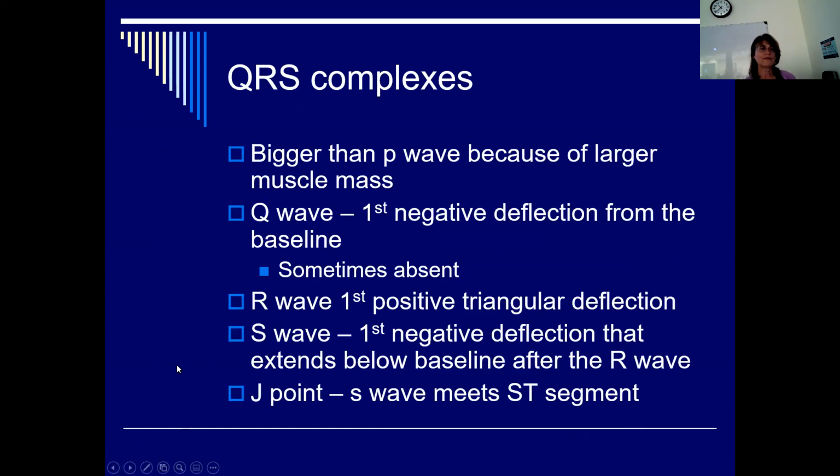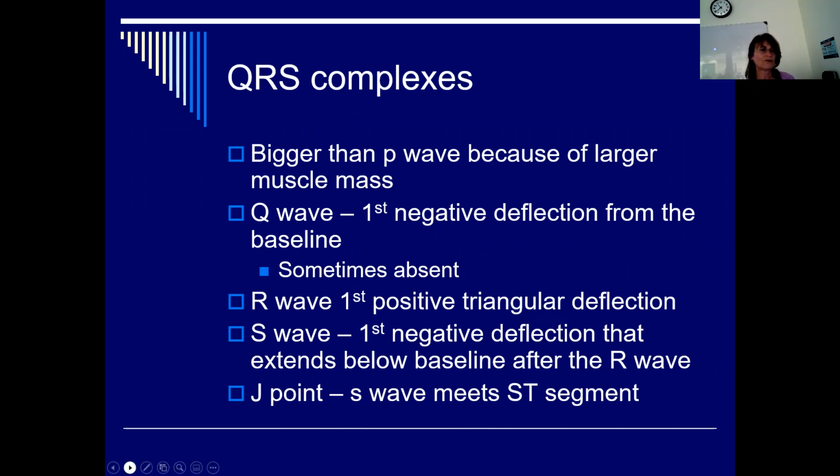All right, the next wave is the QRS. Why is it so much bigger than the P wave? The answer is there's a lot more muscle in the ventricles compared to muscle in the atria. So the more muscle mass you have, the bigger the deflection. So QRS is a lot bigger than the P wave. And the Q wave is the first negative deflection from baseline. And it says sometimes absent.